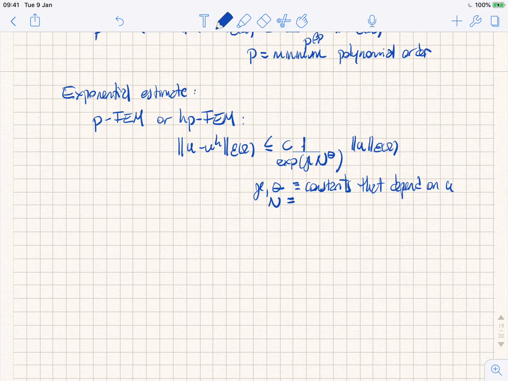on the solution, and n is, what is n? Where? U minus UH, that is the norm in the energy norm, is less than or equal to C divided by the exp, which is e to the power of gamma n to the power of theta.